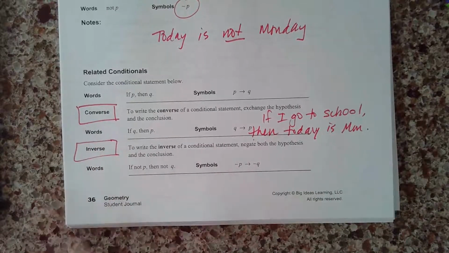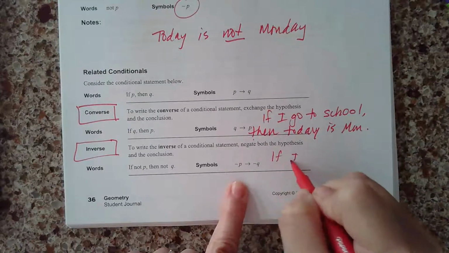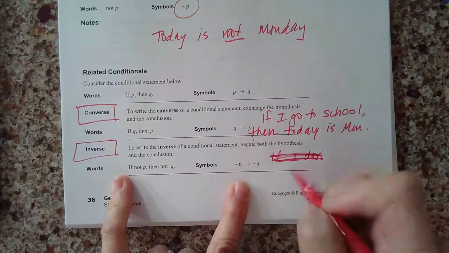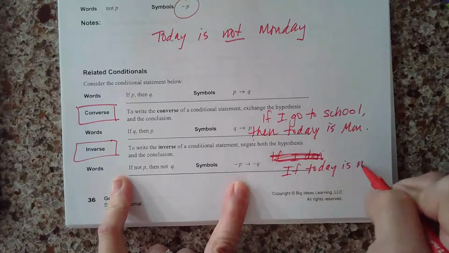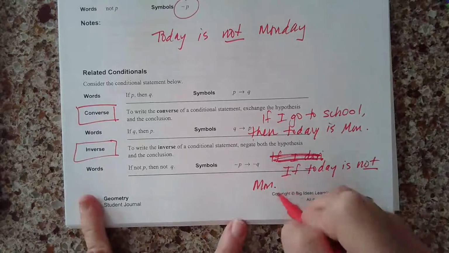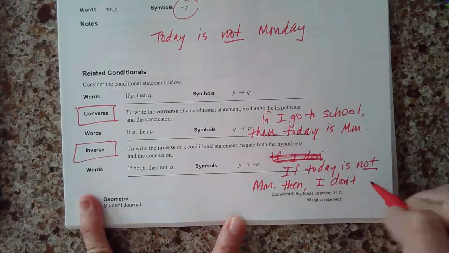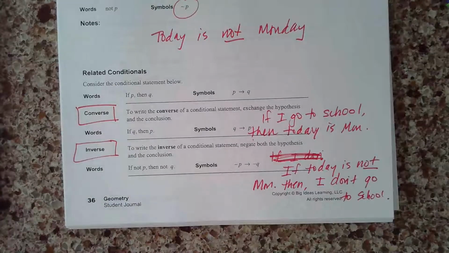The inverse would be not P implies not Q. So this means, oops, let me make sure I get that right. If today is not Monday, then I don't go to school. So that's the inverse version of that.